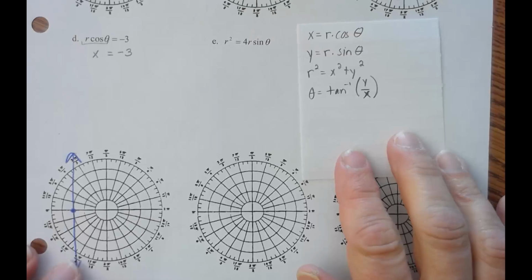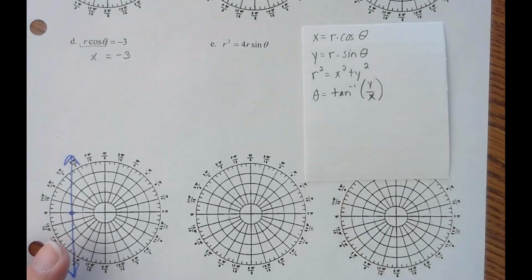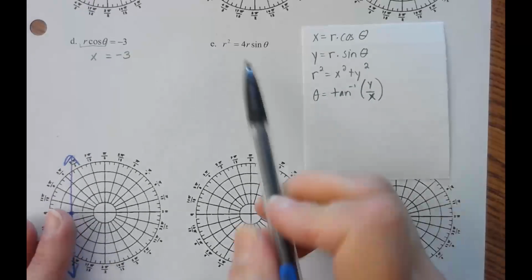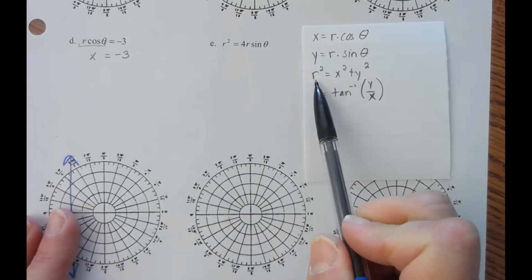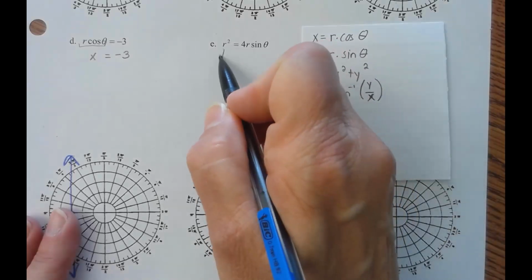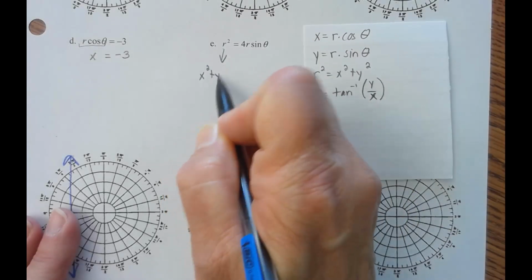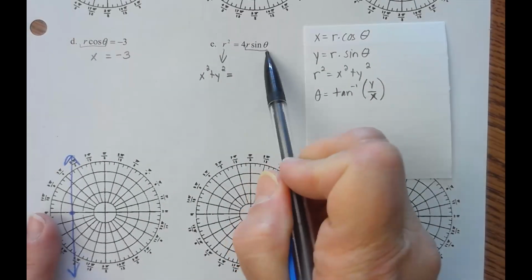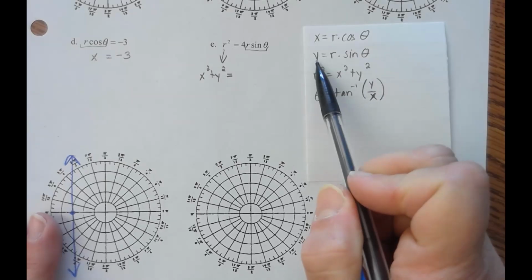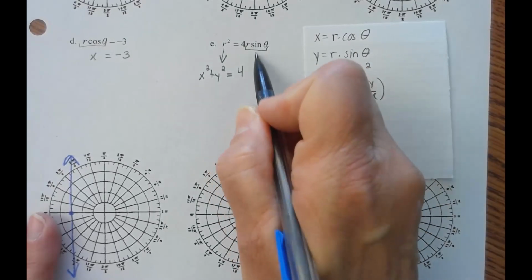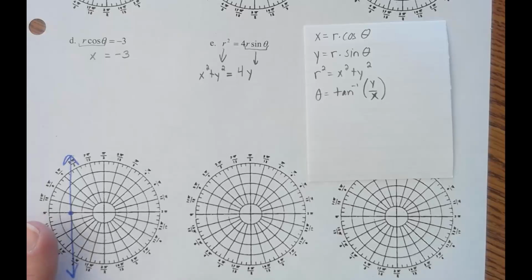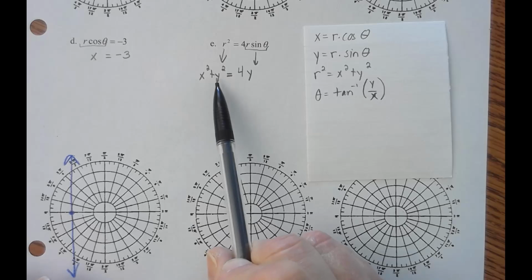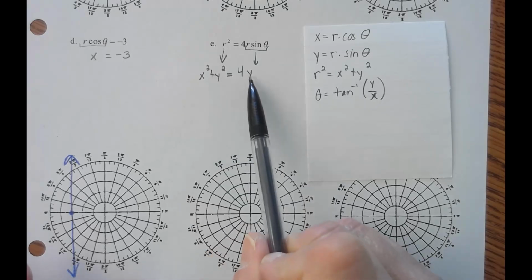r squared equals 4 sine theta. I compare what I have here with my toolbox, and I notice r squared can be replaced with x squared plus y squared. On the right-hand side of the equation, r sine theta can be replaced with y. I recognize this as a circle because I have x squared and y squared. However, I have it equal to 4y.